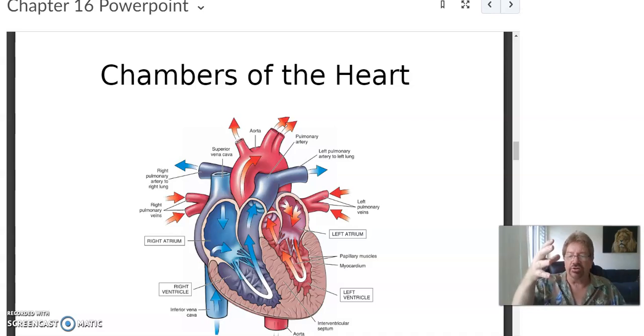The atria contract, and then the ventricles contract. The valves direct the flow of blood in the proper way. Two atria, two ventricles. The right side of the heart pumps to the lungs, the left side of the heart pumps into the systemic circulation. It goes without saying, you have to know all this. Oxygenated blood is always represented as red, deoxygenated blue.